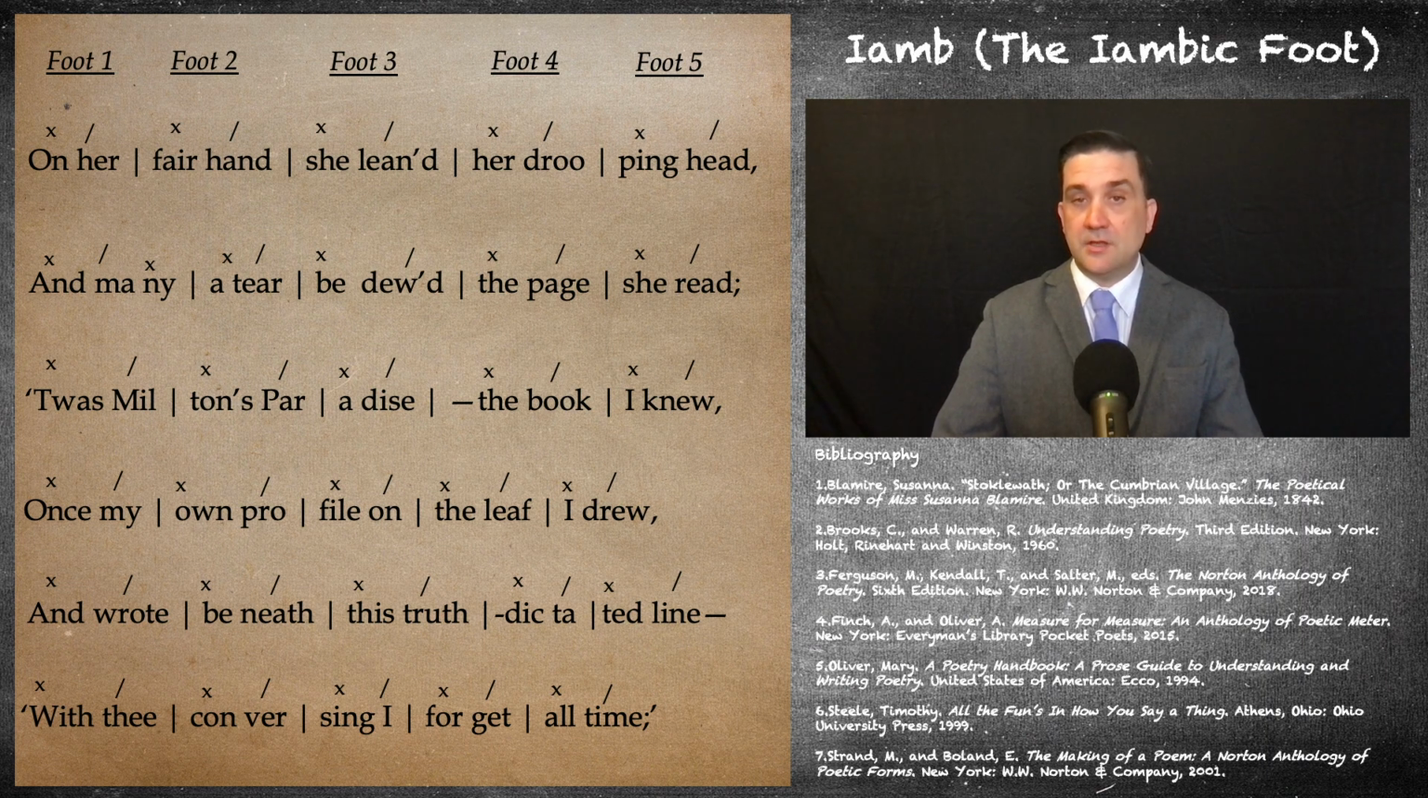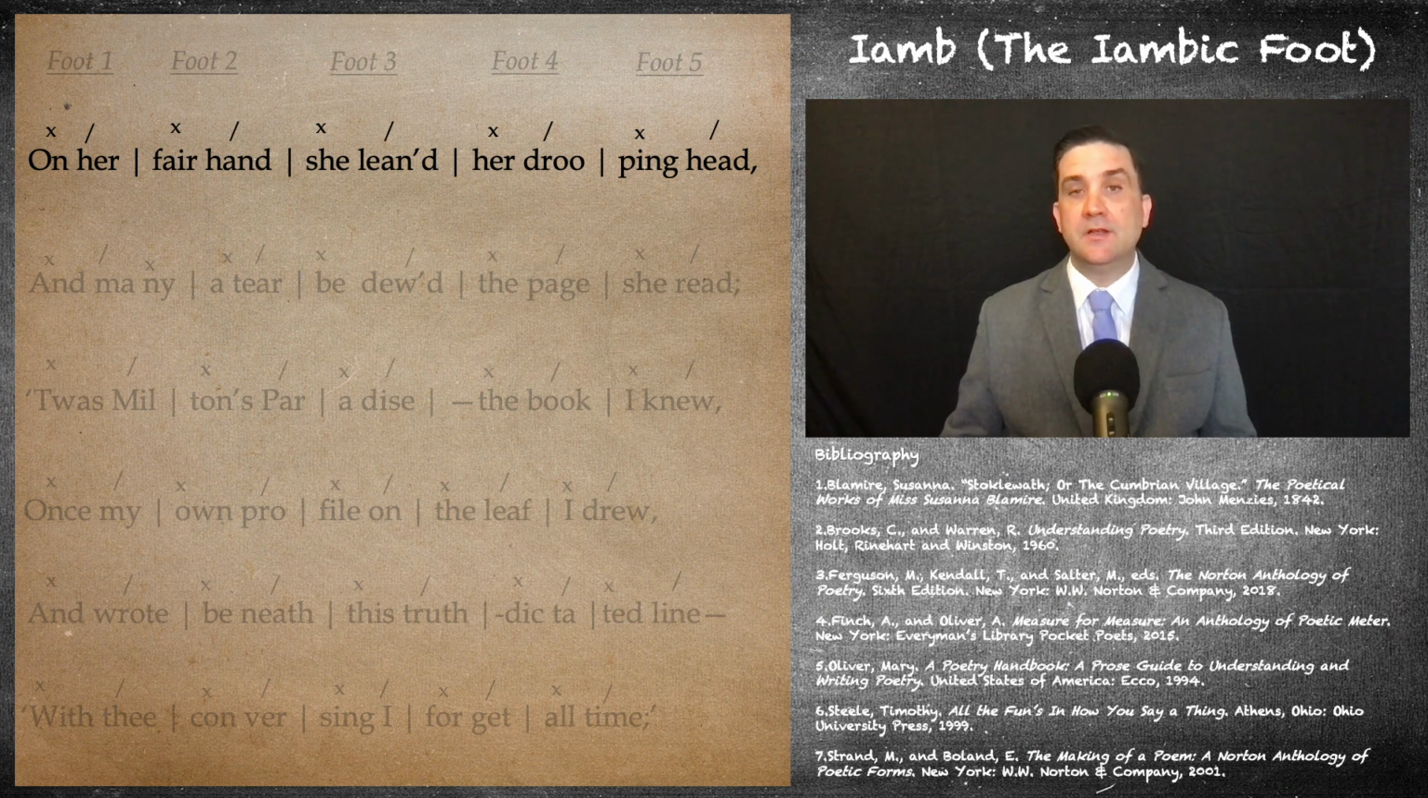So let's take a closer look at just the first line to solidify our understanding of the iamb. Here we read, "On her fair hand she leaned her drooping head." Now, if we slow down this line and divide it into its metrical feet, its iambs, this is what it sounds like. On her fair hand she leaned her drooping head.